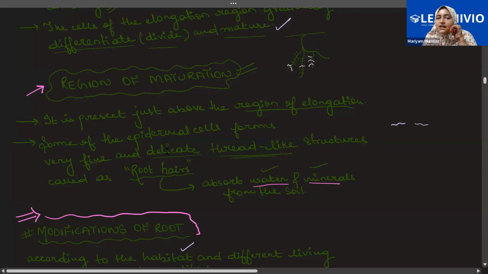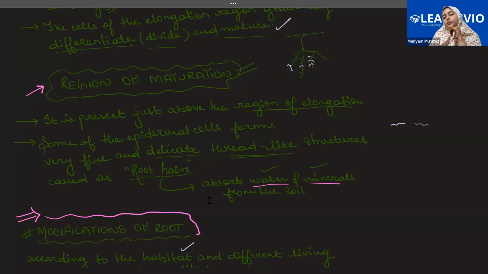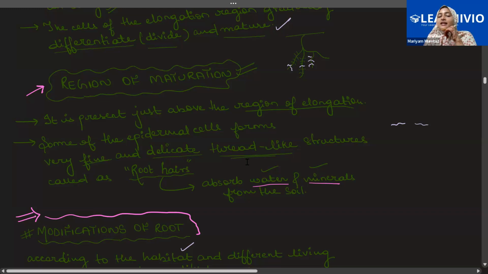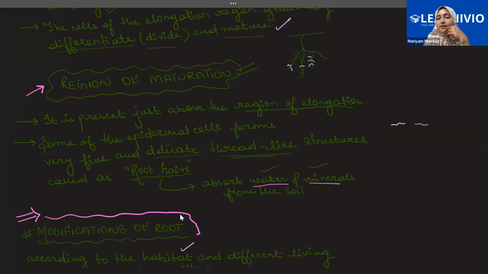Now, this region is characterized by the presence of root hairs. Some of the epidermal cells, meaning the superficial cells of this particular region, form fine and delicate thread-like structures called the root hairs. So the root has extra structures present on top of it called the root hair, and that is responsible for more and more absorption of water, minerals and everything from the soil. It helps in the better absorption of water.